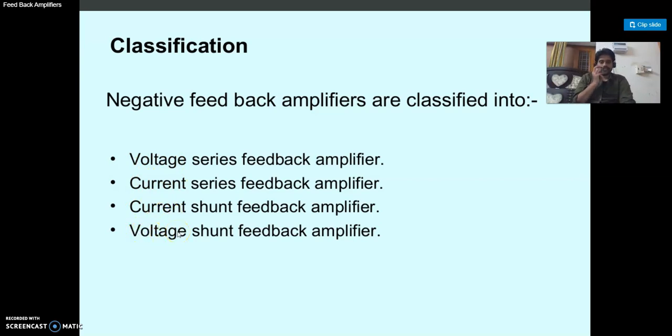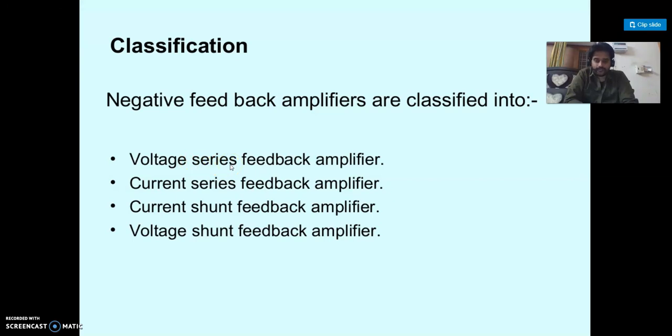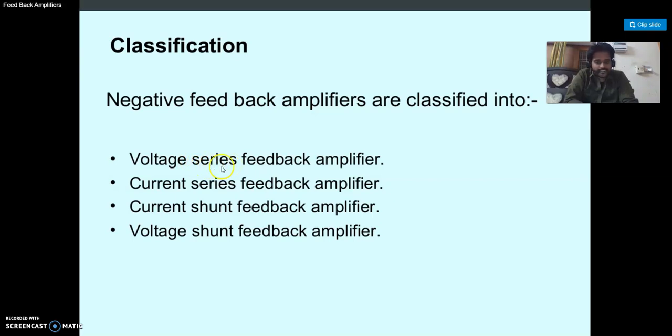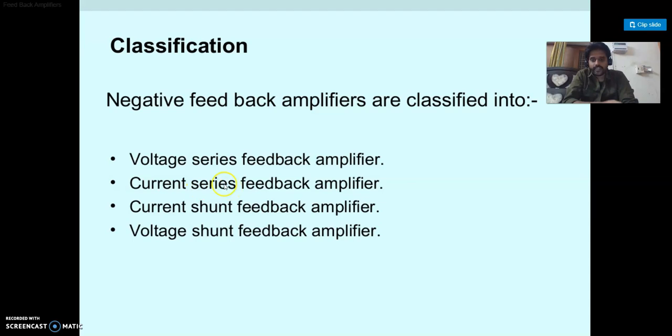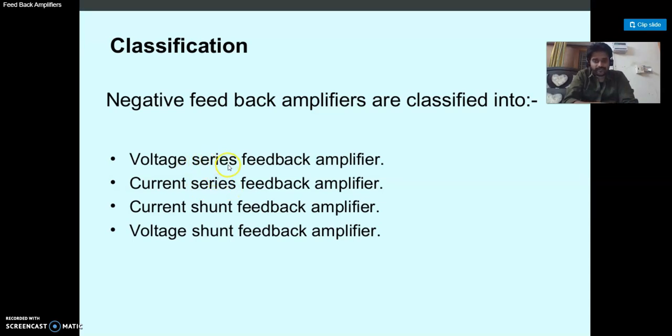Next, coming to the second term. The second term indicates how we are going to mix the extracted one. Here it indicates series. Here it indicates series. That means whatever output is generated by the feedback is going to be mixed in series. Here also, whatever output is generated by the feedback is going to be mixed in series. Here shunt, that means parallel. Here shunt, that means parallel.